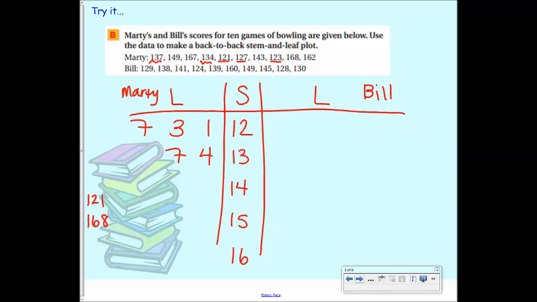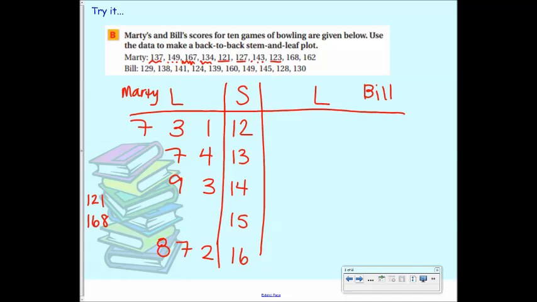Okay, what about 140s? 149, 143, 140. 9. And then 9. Okay. What about the 150s? There's nothing. So Marty's row here is just blank, empty. All right, and then what about the 160s? 167, 168, 162. Okay, so what's the lowest? 2. 7, and then 8. Good. All right, so there's Marty.